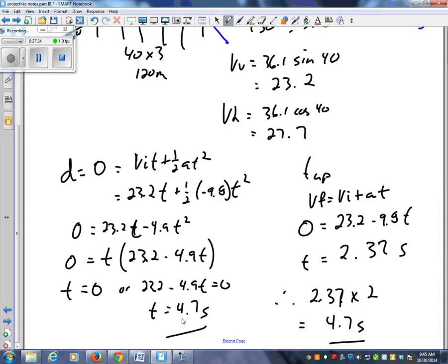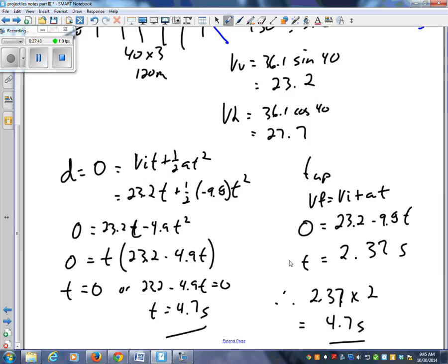Your choice how you do it. Right? I call it the brute force way. Nothing wrong with it, but you're taking the two parts and you're sort of adding them together. Or you can do the I'm smart and I know how to do this stuff, factoring. I'm going to do it this way. Either way, you're going to get to 4.7 seconds.